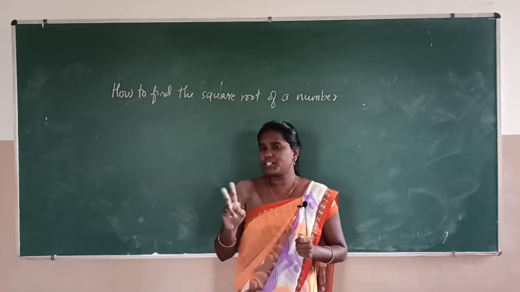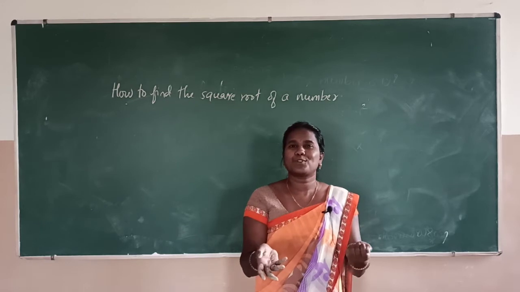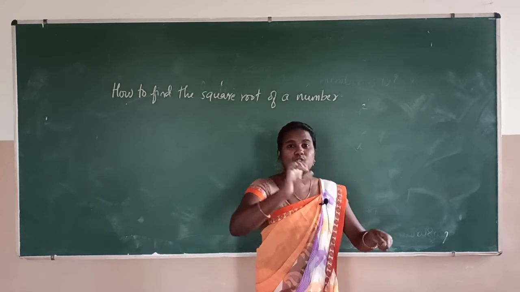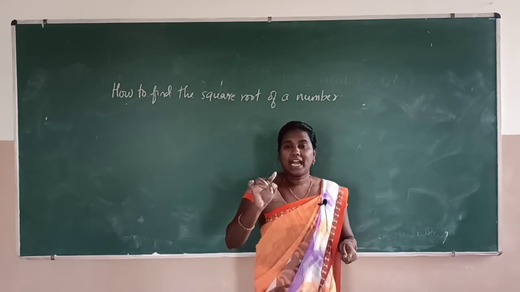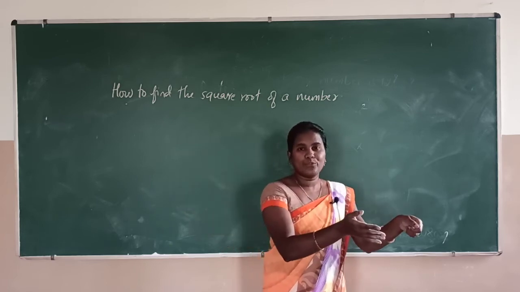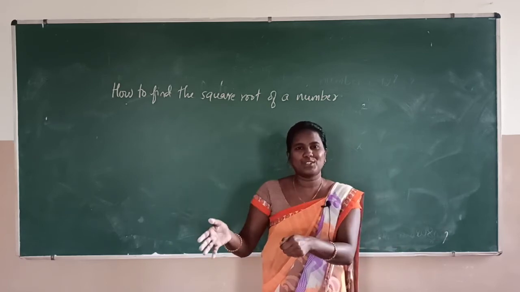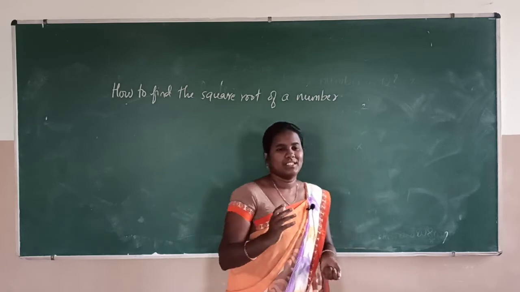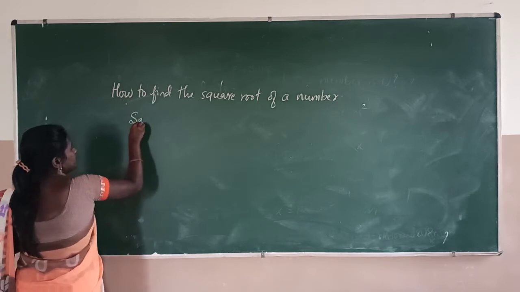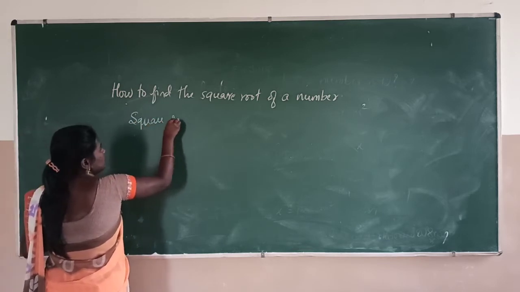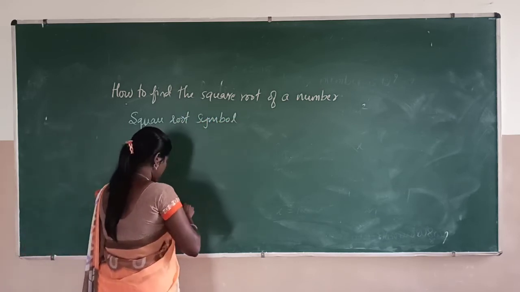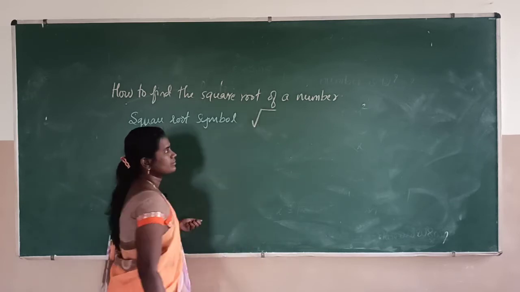Then, is there any relation between square and square root? Yes, of course. Square is the inverse of square root, or square root is the inverse of square. It is not universe, it is inverse, I-N-V-E-R-S-E. So, square root is the inverse of square, and square is the inverse of what? Square root. Let's see. The symbol used for square root is this one.